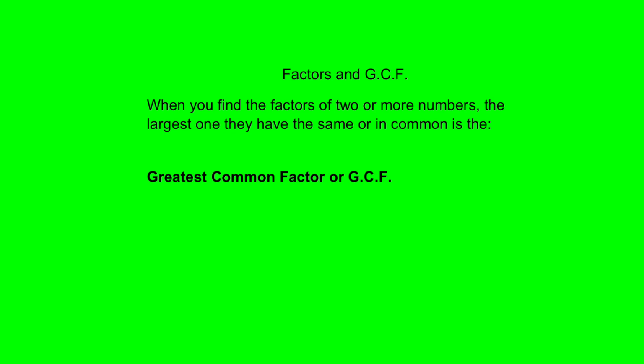Before the holiday break, we were working on factors and prime numbers and composite numbers and doing the prime factorization of a number by making a factor tree. And this week in remote learning, the last thing we're going to do is work on greatest common factor, or G.C.F. for short. So when you find the factors of two or more numbers, the largest one they have the same or in common is the greatest common factor, or the G.C.F. So that's what we've been working on this week in remote learning. Let's do a few examples together.